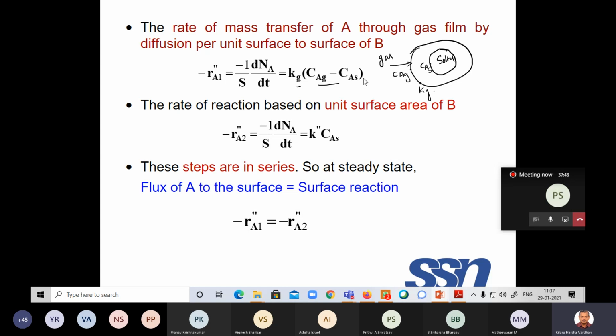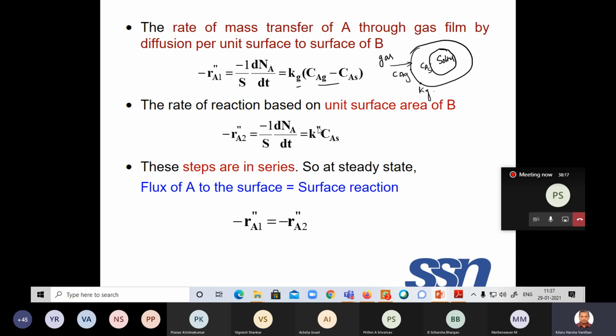So second step. The rate of reaction based on the unit surface area of B, here on the surface, let it be RA double dash 2. This is for the second step. It is equal to minus 1 by S into dNA by dt, that is the disappearance of A with respect to time. That is equal to, here there is a reaction happening. How much is the reaction? K double prime.